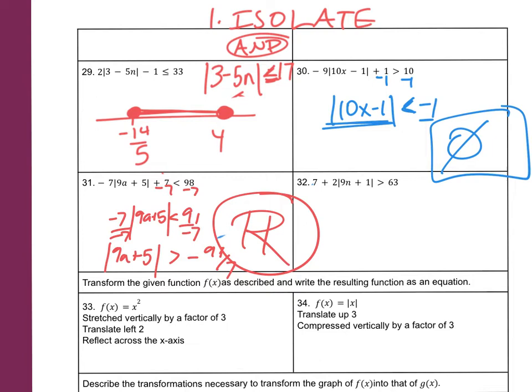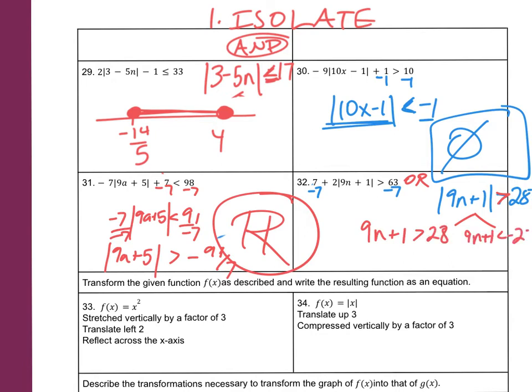Okay. The next one, number 32, subtract the 7, right? 63 minus 7 is 56. Divide that by 2, 28. So our absolute value of 9n plus 1 is greater than 28. Okay, that's not going to be a special case because that 28 is positive. But I can go ahead and split. It's a greater than sign, which means this should look like an or. 9n plus 1 is greater than 28, or 9n plus 1 is less than negative 28.